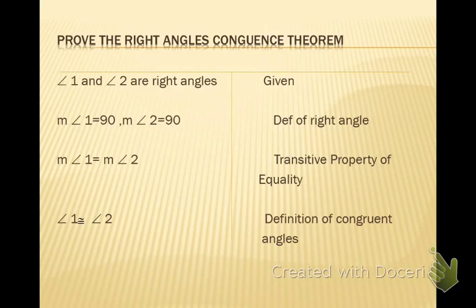Then by definition, we know a right angle equals 90 degrees, so we would say the measure of angle 1 equals 90, and the measure of angle 2 equals 90. That's the definition of right angle. Then, since they both equal 90, they equal each other. That's the transitive property. We're used to seeing this as 90 equals angle 2, in reverse.